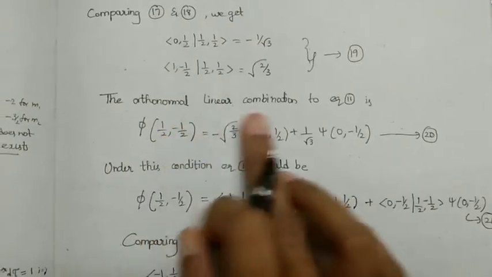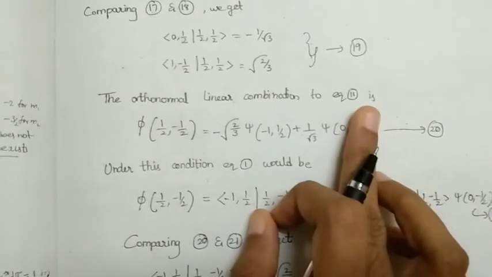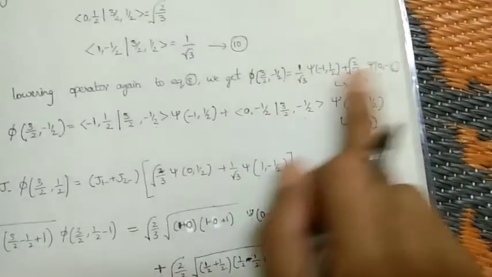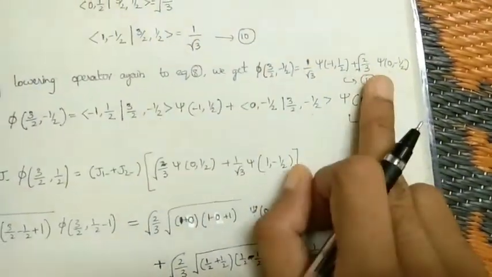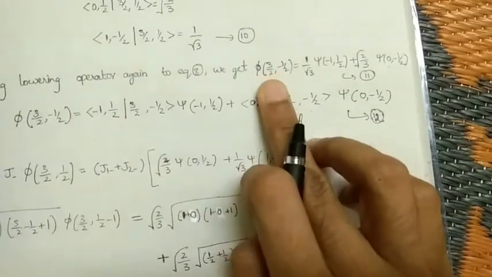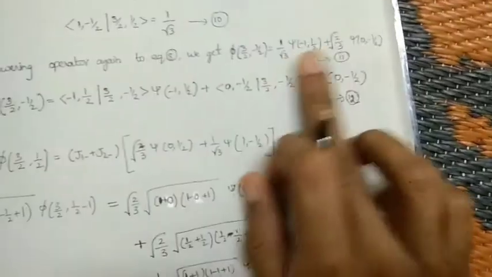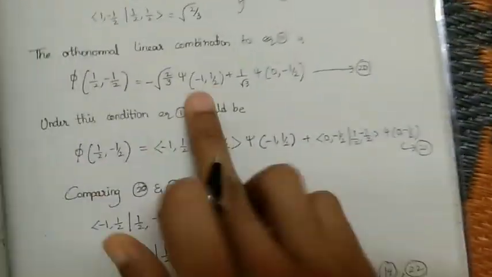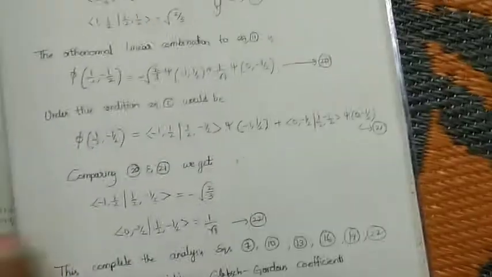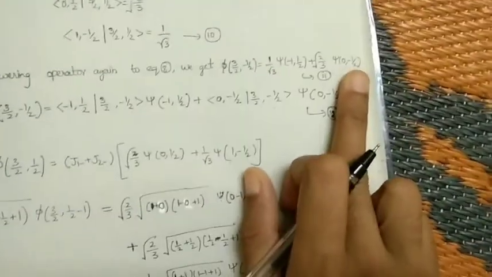And next is the orthonormal linear combination to equation 11. In the same manner, for equation 11 we have another orthonormal linear combination. Here the j value is 3 by 2, so 3 by 2 minus 1 is half, and minus half remains the same. Here xi of minus 1 comma half, and xi of 0 comma minus half remain the same.